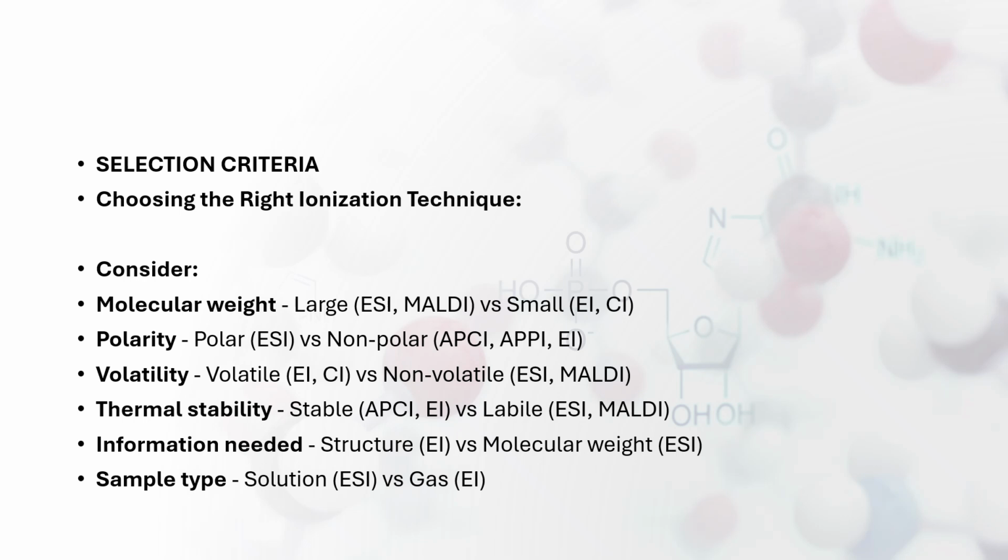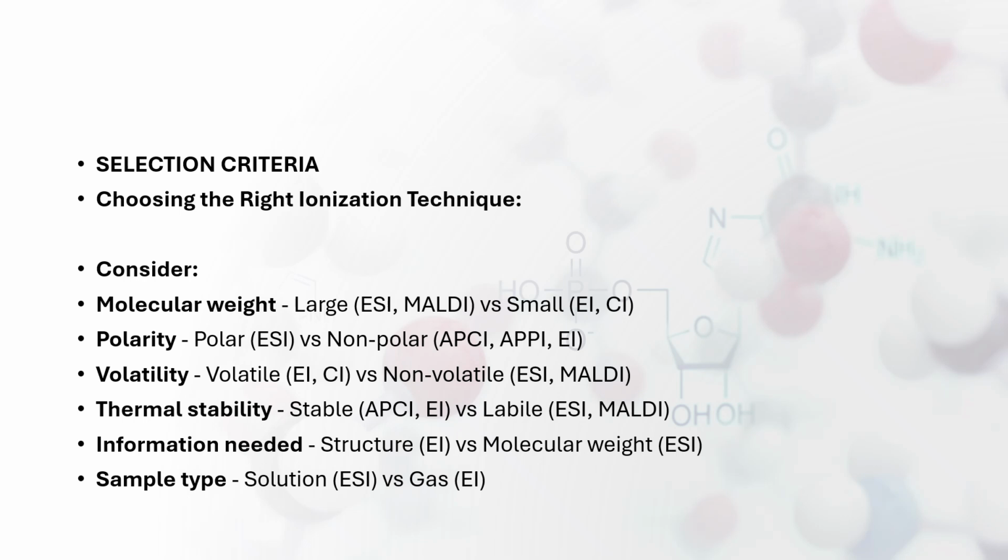So how do you actually choose which technique to use? Let me give you a practical framework. First, consider molecular weight. If you're working with large molecules like proteins, polymers, you're looking at ESI or MALDI. And for smaller molecules, it is electron ionization or chemical ionization. Second, you need to think about the polarity. Polar compounds, ESI is the best bet. If it is non-polar, then consider APCI, APPI or EI.